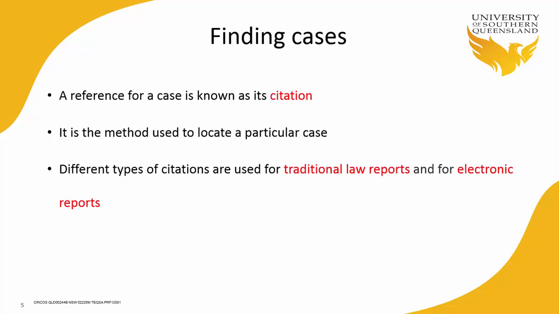Let's then move on to talk about finding cases. So again, the first source is case law, and the idea again is that we want to look at one more time how you can find these cases, and that is done through what's known as a citation. So every case comes with a case name and a case citation, and you'll find that on page 88 of your textbook. Now it starts by talking about traditional law reports.